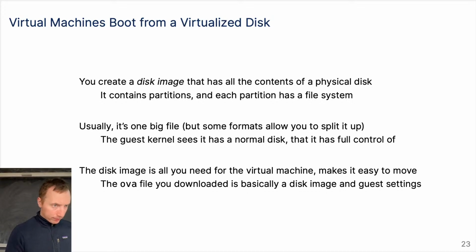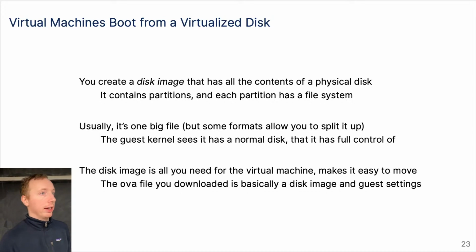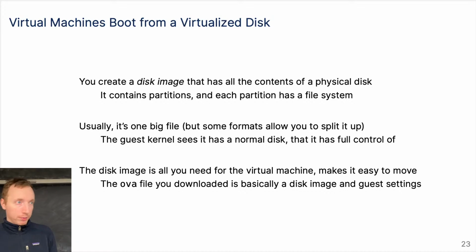And then if you download some of these virtual machines, you might see something called an OVA file, but that basically is just a disk image and then some configuration settings for the guest, like saying how much memory the guest should have, how many CPUs it should have, etc. But all you really need for a virtual machine, aside from some configuration, is a disk image, and you can use that virtual machine.